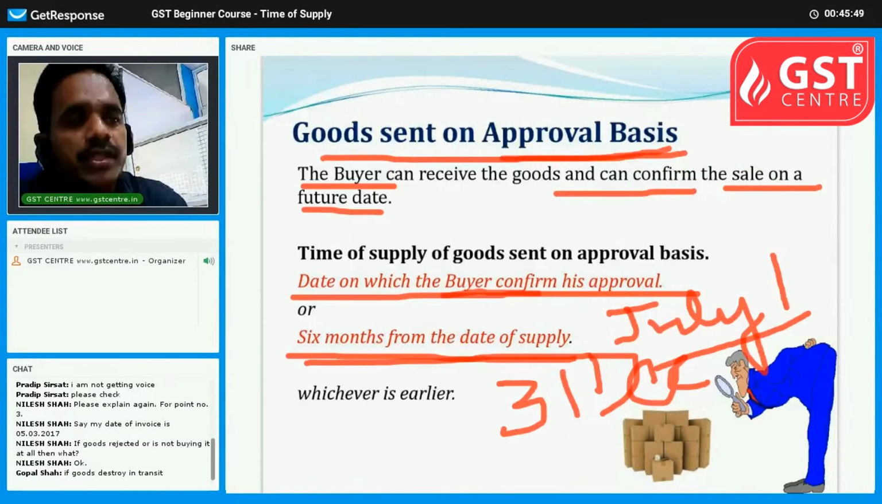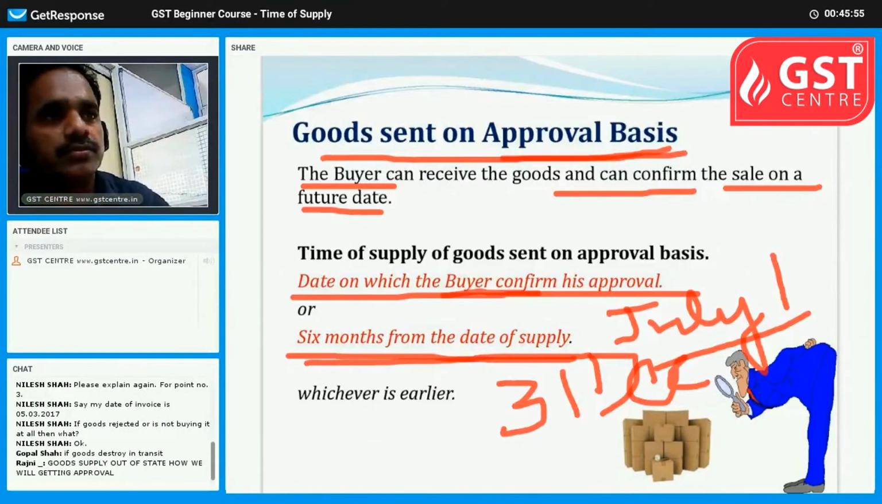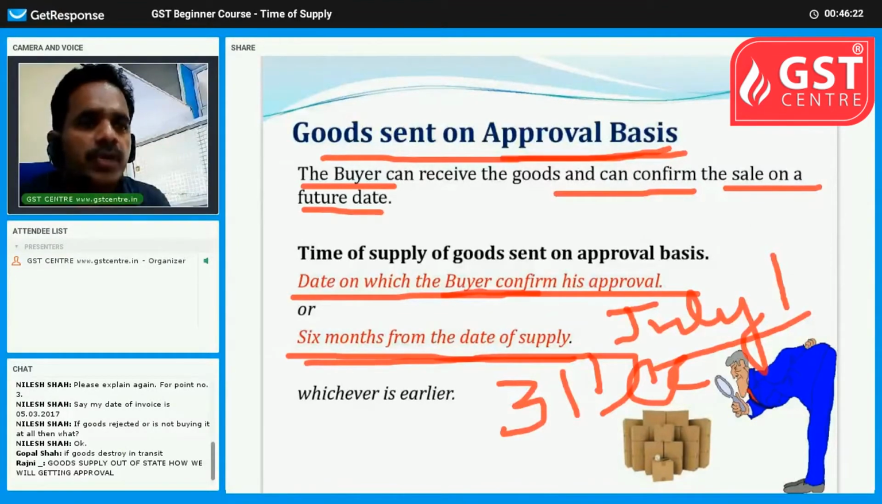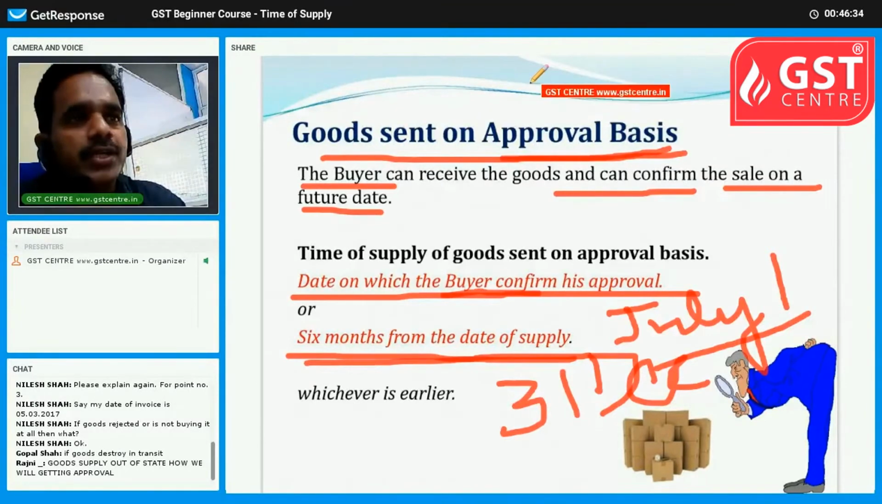If goods are destroyed in transit, there is a remission clause, which we will cover. I think it is not covered here, but we will cover it in another session. For goods supplied out of state, we have to get the approval from the buyer. Anyway, if goods are sent on approval basis, we need to get the confirmation from the buyer whether it is inside state or outside state. Okay, fine. I think points are clear to you.